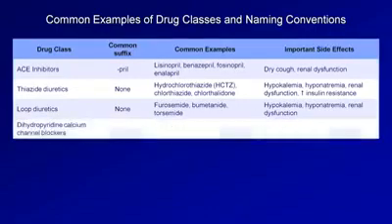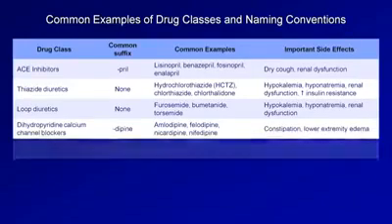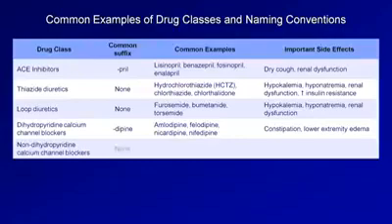Dihydropyridine calcium channel blockers all end in -dipine, such as amlodipine, felodipine, nicardipine, and nifedipine. Common side effects are constipation and lower extremity edema. The non-dihydropyridines have no common suffix and essentially just include diltiazem and verapamil. As you might expect, they can lead to low cardiac output and bradycardia.